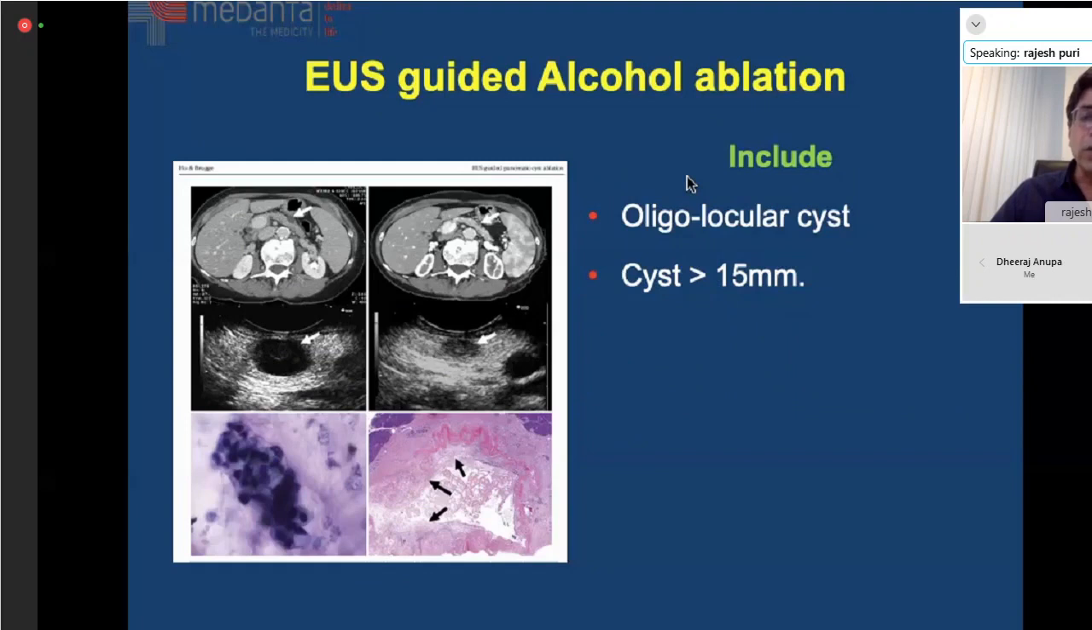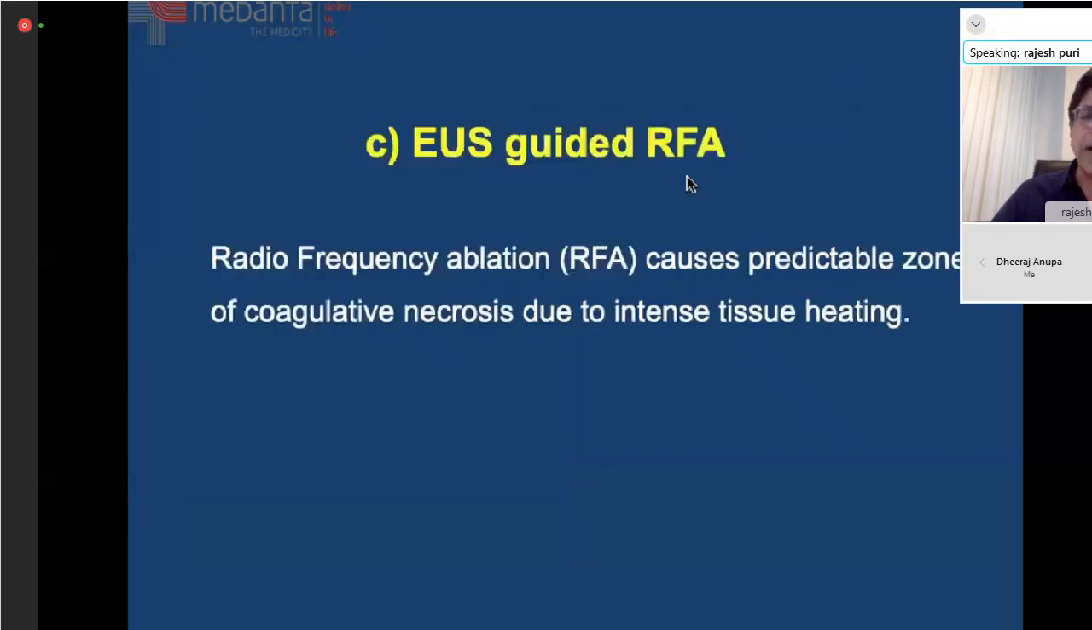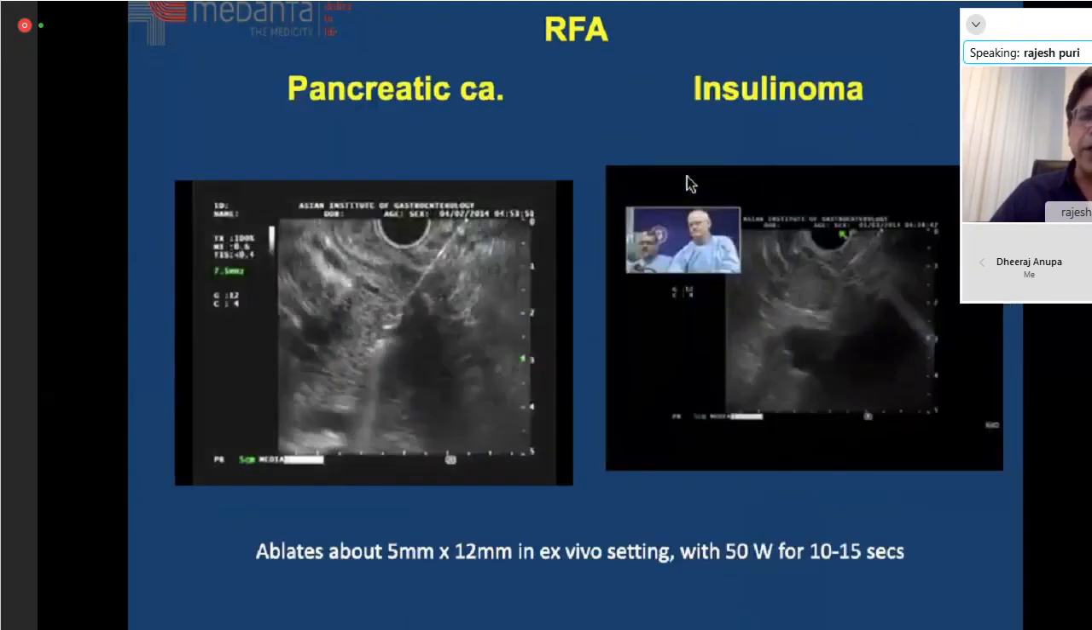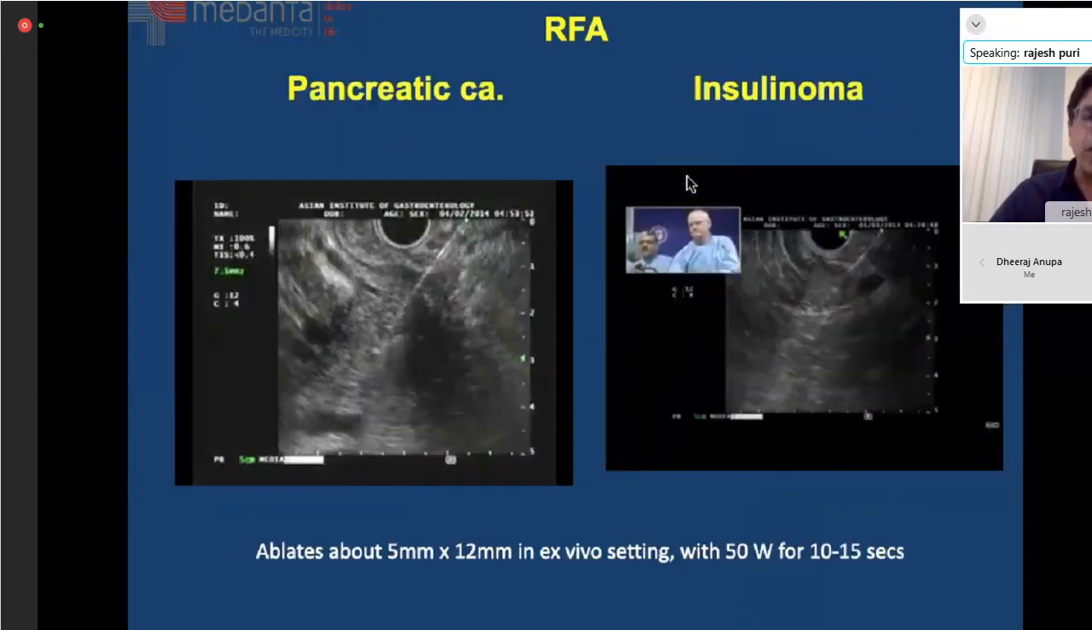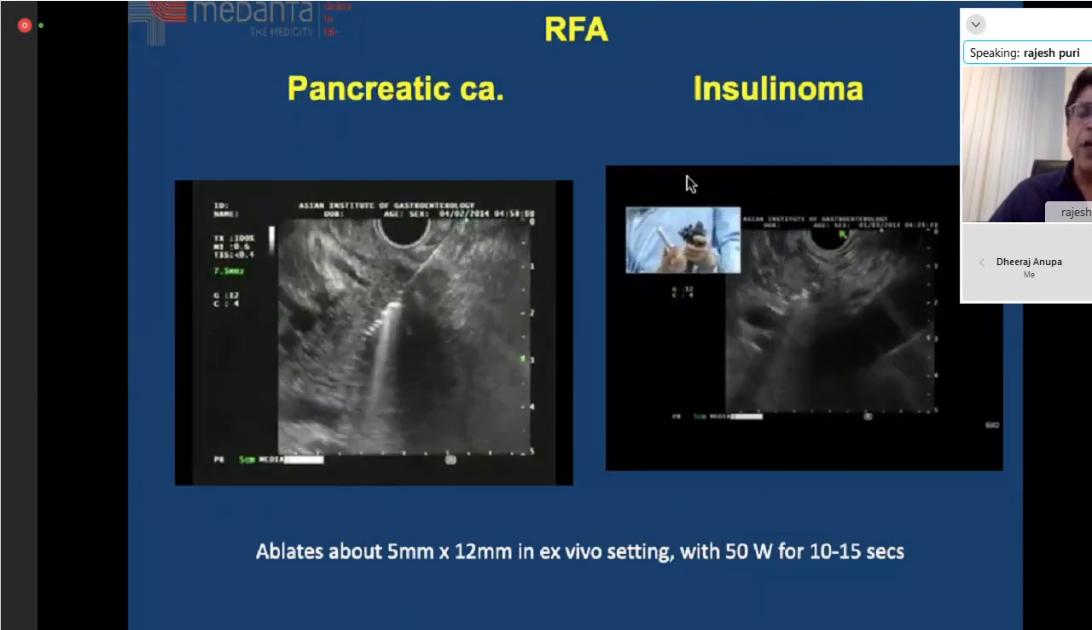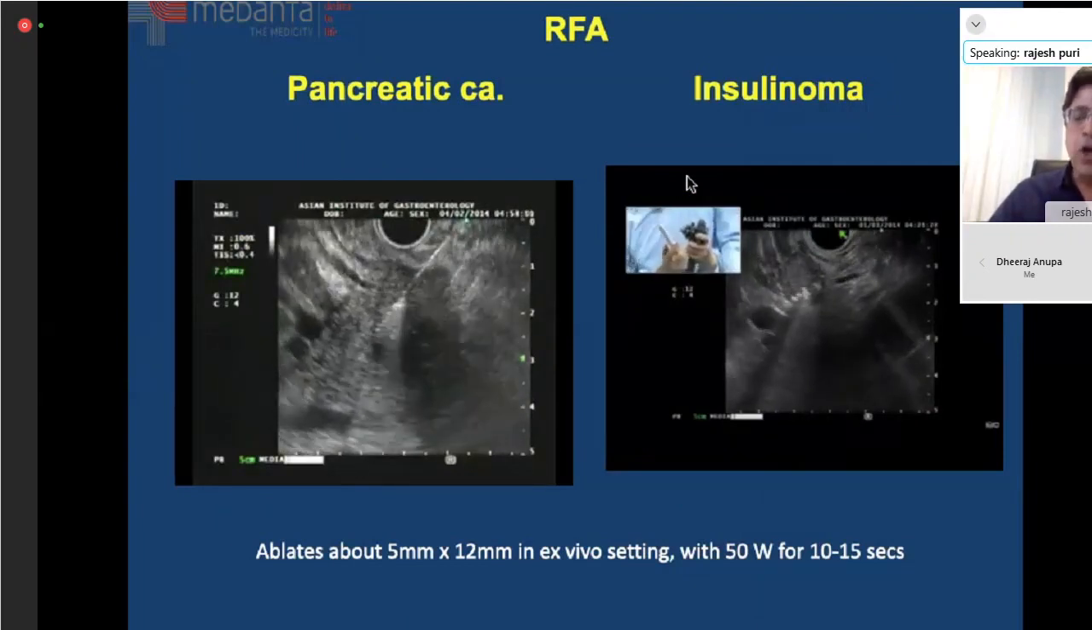So for oligolocular cysts, that is 1 or 2 locules, or a cyst more than 15 milliliters, you can inject alcohol. EUS-guided RFA is possible. These are the RFA machines. And in a patient who has a neuroendocrine tumor or adenocarcinoma, you can do EUS-guided RFA, in those patients who are elderly and not a good candidate for surgery.